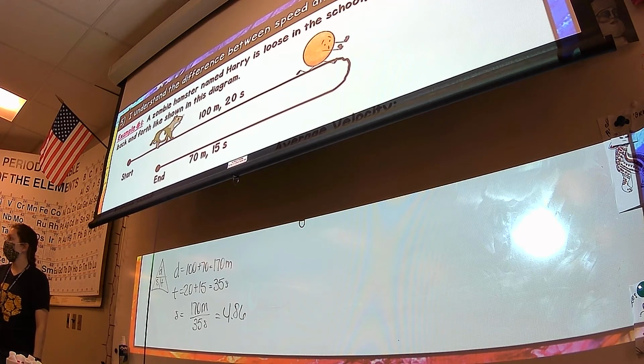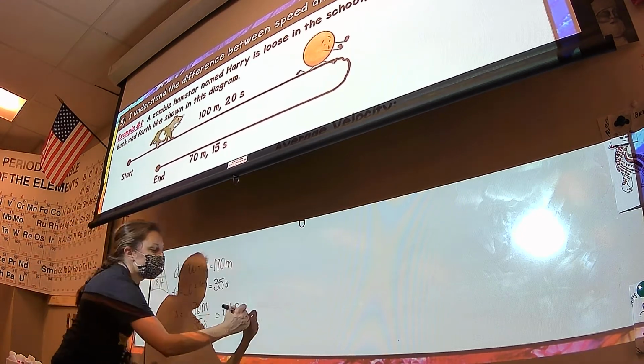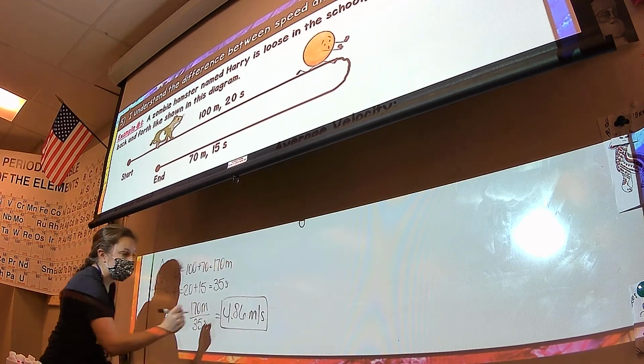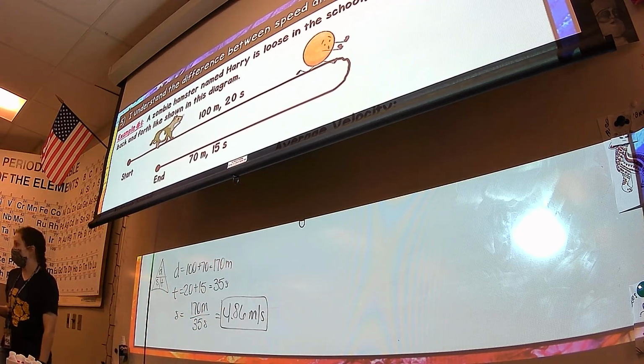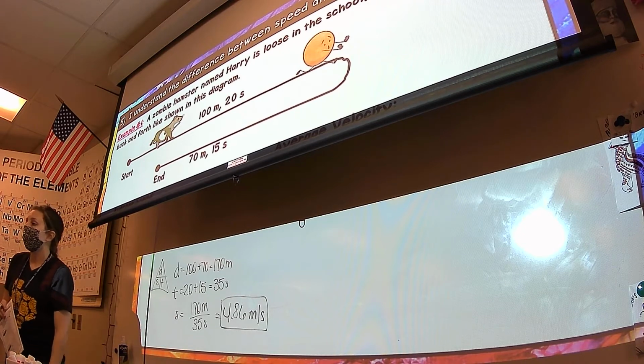What's my unit? Meters per second, okay? They don't cancel, so we have to keep them both. So that's my average speed. Speed does not have direction, so we don't need to include a direction on that one. We just need 4.6 meters per second.